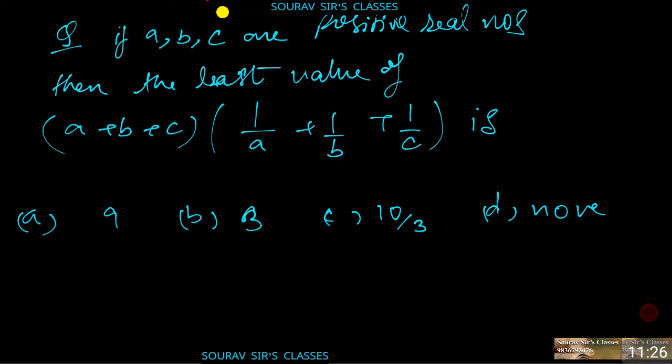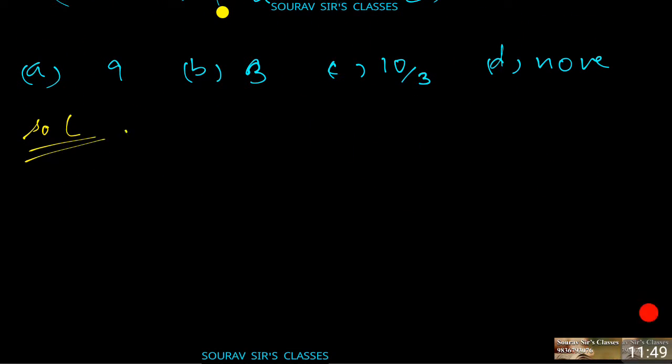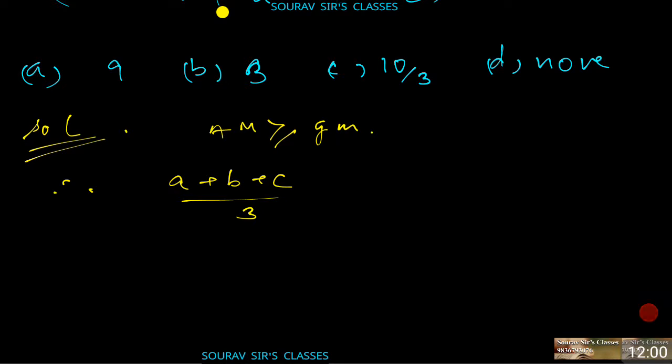Now students, we proceed to the next question and the last question of this video: if a, b, c are positive real numbers, then the least value of (a+b+c) into (1/a + 1/b + 1/c) is. Now the solution. We know AM is greater than GM. Therefore, for three numbers, (a+b+c)/3 will be greater than (abc)^(1/3).